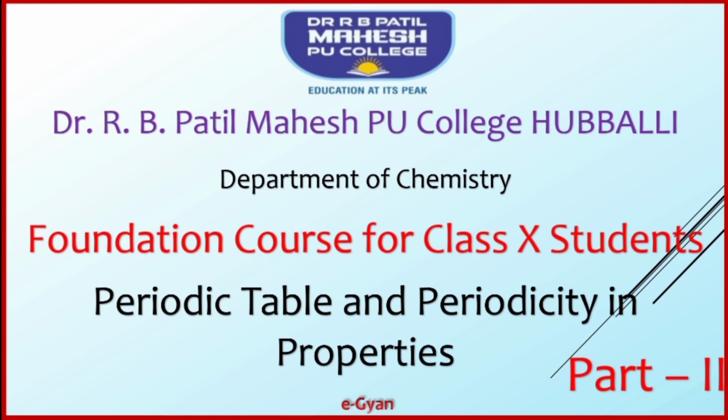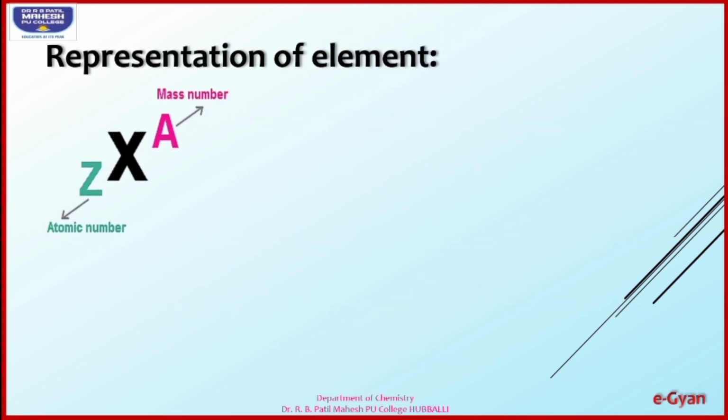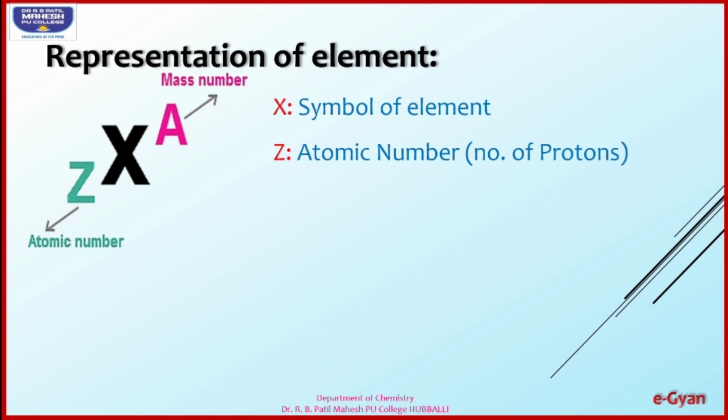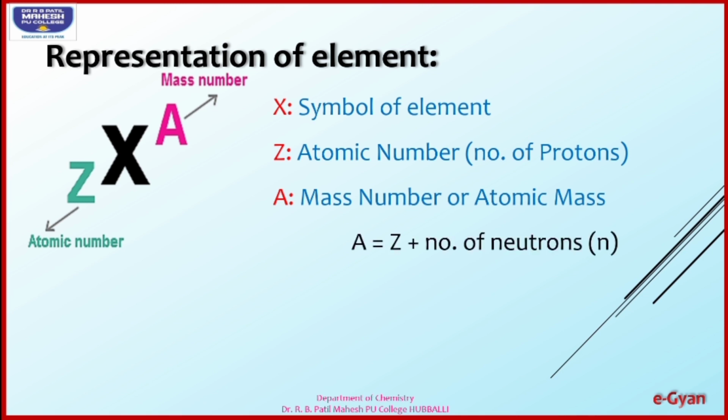So today in this session we are going to understand the periodicity in properties in detail. Dear children, we represent the element as ZXA, where X is the symbol of element, Z is the atomic number, or in other words number of protons, and A is mass number or atomic mass, or in other words atomic weight. A is the sum of number of protons and number of neutrons present in the nucleus.